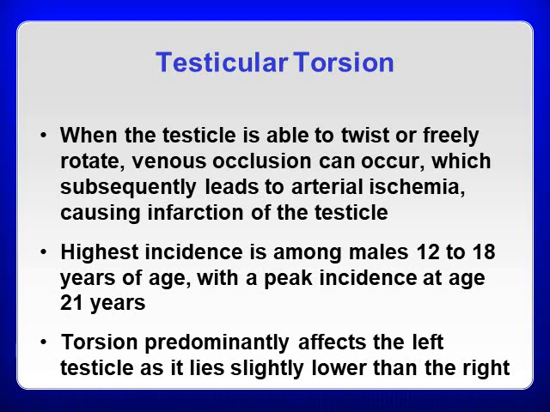It's showing the highest incidence, and many times, particularly in younger individuals, some males can be more prone to this because of different types of anatomical differences. There's something called the bell clapper deformity, which your textbook talks about, that can make someone a little bit more predisposed to something like this. It does predominantly affect the left testicle because it sits slightly lower than the right.